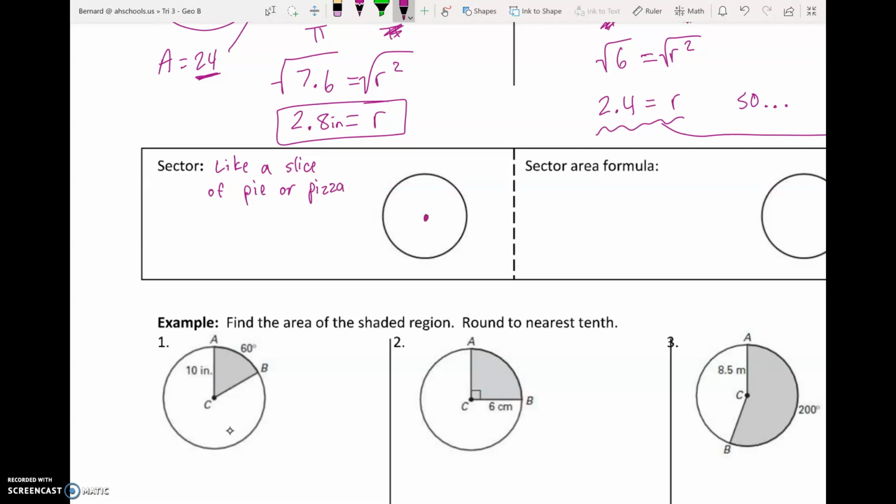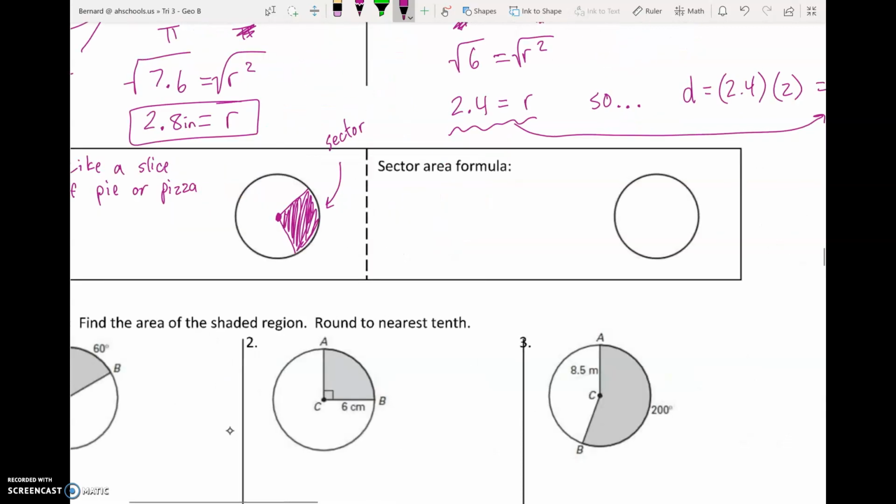And so if I put my center of the circle here and I connect from it a couple radiuses, this right here, that's what a sector is. It's just part of the circle. And so we need to try to figure out how can we find the area of part of the circle. The area of the whole circle is pi r squared. How can we figure out the area of part of a circle?